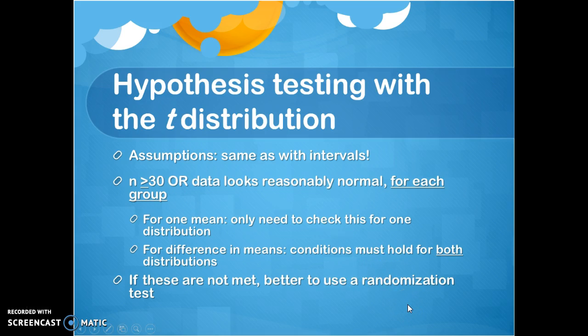Again, if we've got a small sample size or things don't look symmetric, we can just use our simulation method. That's perfectly fine. But for one mean, or for a difference in means, these conditions have to hold across all the samples we're working with in whatever we're analyzing. Again, sample size greater than 30 in all samples we're working with, or the sample looks reasonably symmetric and bell-shaped in its distribution. If not, randomization test.